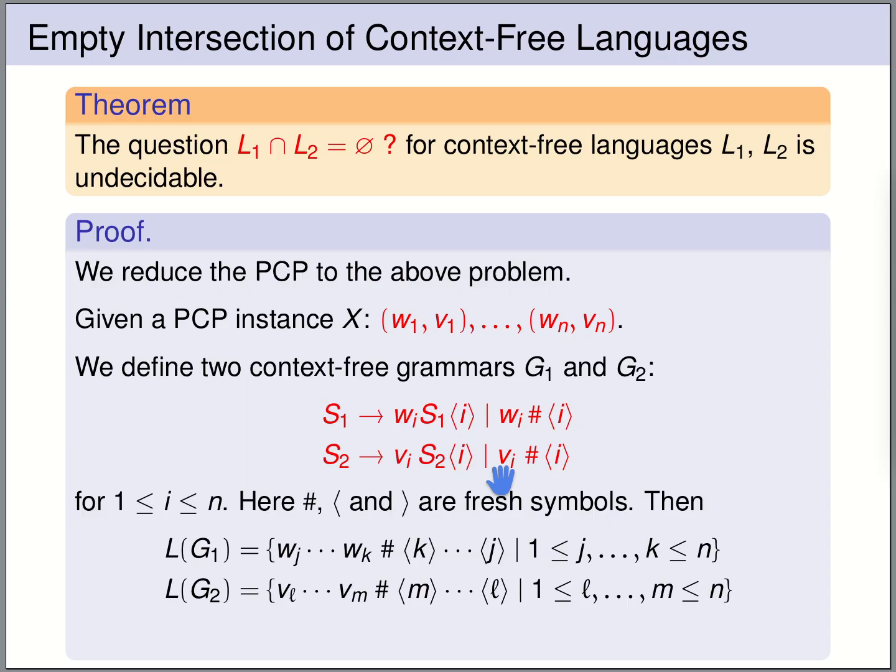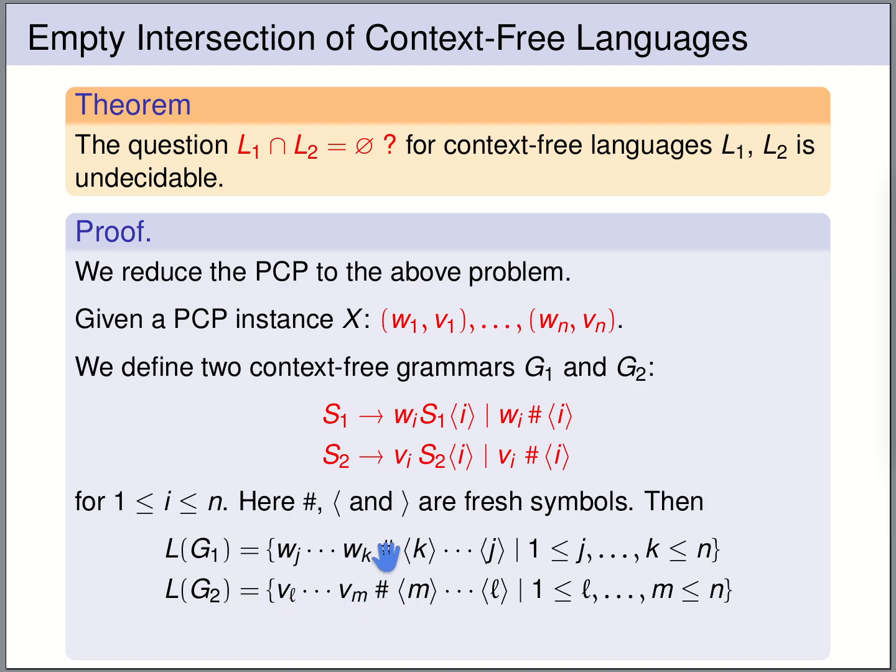Now, what words can we generate from these grammars? The languages are as follows. The language of G1 consists of words of this form. We have to stop with this rule, so we have a hash in the middle. And right of the hash we have indices in brackets, and left of the hash we have a concatenation of left entries of our pairs. The grammar G2 generates words of this form. We have a hash in the middle, right of the hash we have indices in brackets, and left of the hash we have concatenations of right entries of the pair.